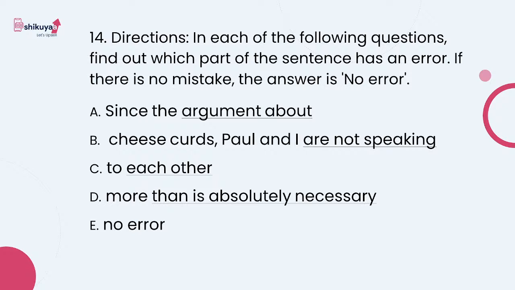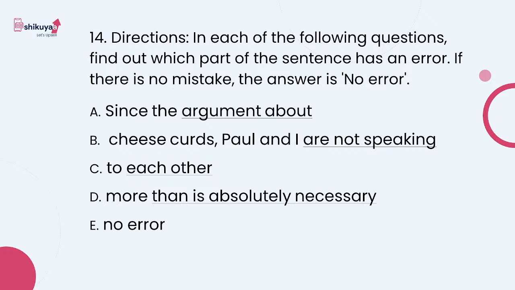Okay, so students, part A says since the argument about. Now it's speaking about reasons, since. So there is no kind of error in this part, since the argument about. Part B, cheese curds, Paul and I are not speaking. So students, here there is a problem because with subject I we should not take are. It should be am. Many students think that Paul is one person, I is another one, so two people are there. Okay, but the right structure would be using am with I. So it should be like this: Paul and I am not speaking. Okay, so there is an error in part B.